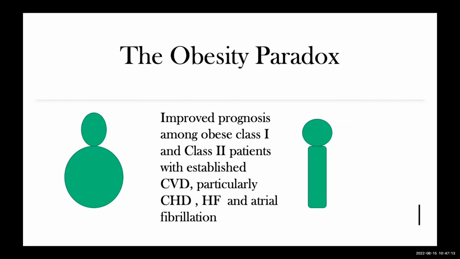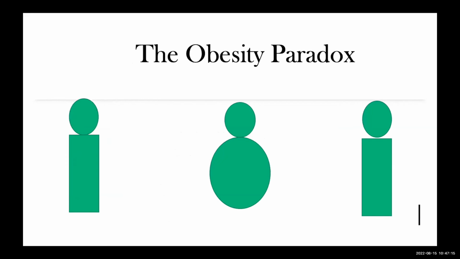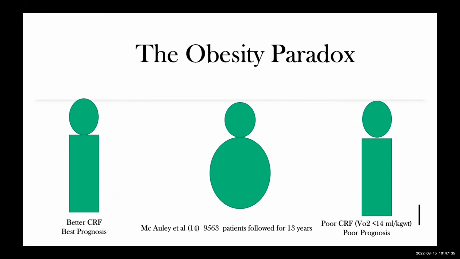This obesity paradox is solved again by understanding cardiorespiratory fitness. It is seen in a study by Mackley et al. It followed around 9,000 individuals for a period of 13 years, and we found that individuals who have poor cardiorespiratory fitness and a low BMI, or who are thin, have the worst prognosis. People who have a better BMI and better CRF do better. That means if you are thin and have better cardiorespiratory fitness, you are bound to have a better prognosis.